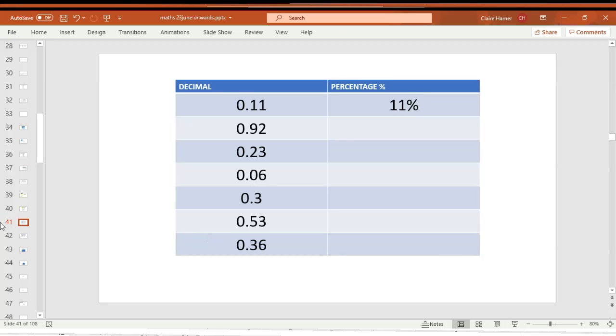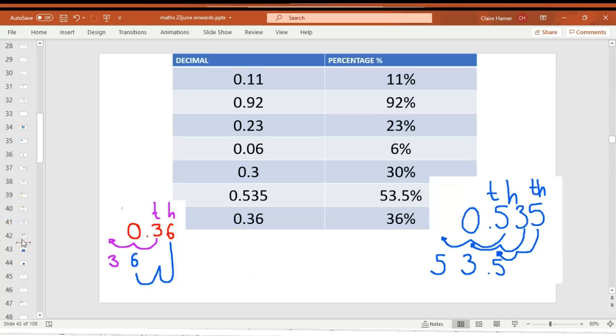Okay, I'm going to reveal the answers. Okay, so mark the ones that you had a go at. And I've tried to show you that, again, all we're doing is moving the digits 2 places. You multiply the decimal by 100 to get the percentage fact.